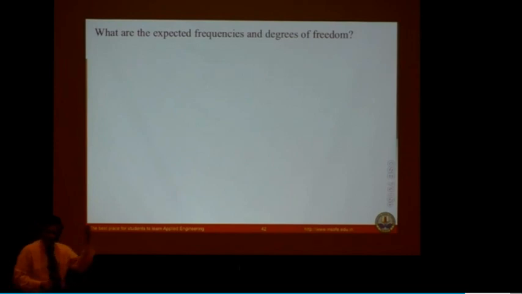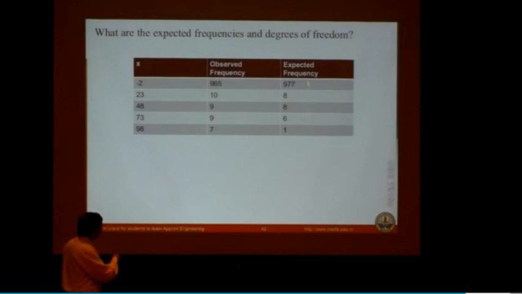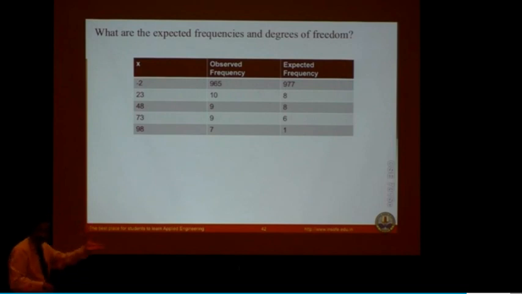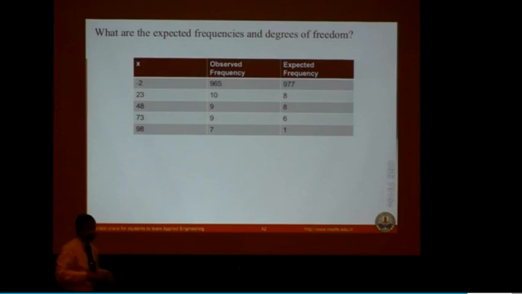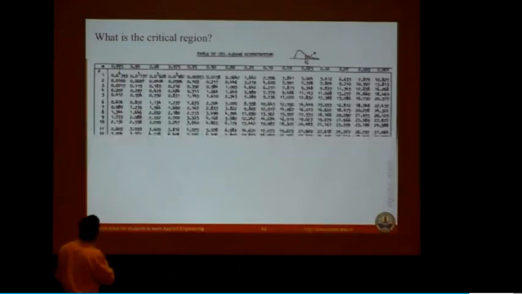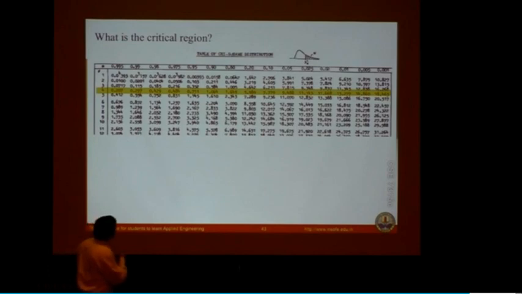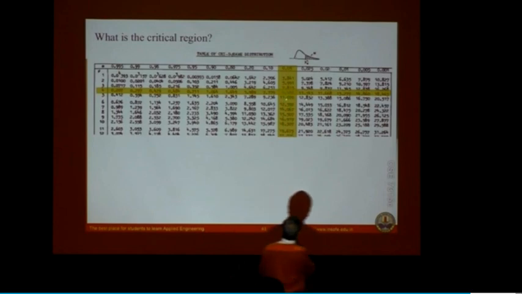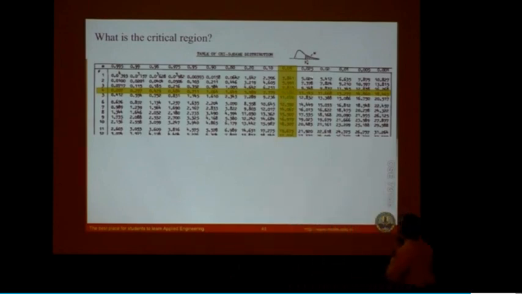What are the expected frequencies? We have already calculated that, because we knew the probability distribution. What are the degrees of freedom? 4. We calculated that also. Chi-square table only needs the degrees of freedom. Significance level I decide. I know the degrees of freedom, so I find my critical value: 4 degrees of freedom at 5%, 9.488. And then I see what is the chi-square value for my sample.